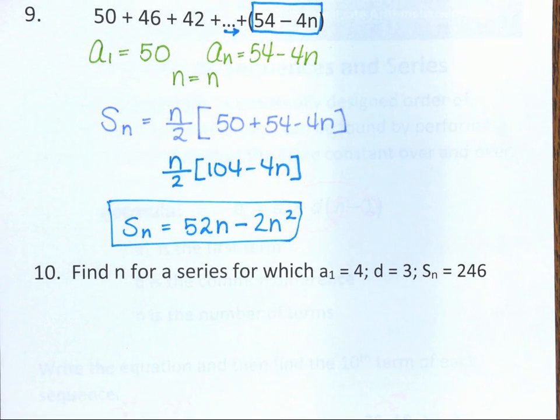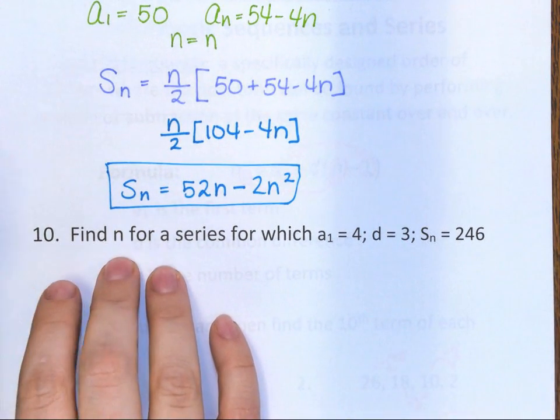So what we're looking at right now is we are talking about finding different things. Now, we are looking for n here.